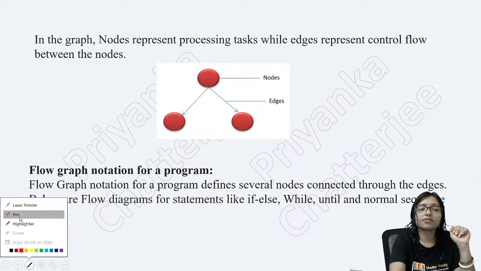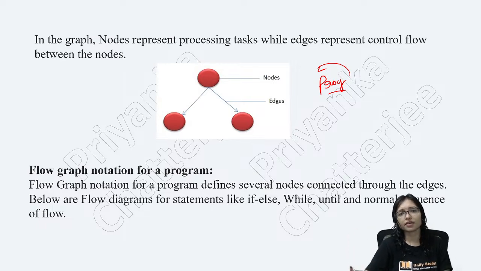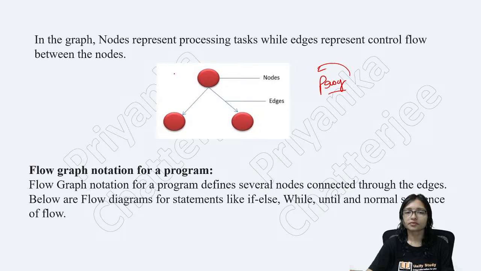To draw the flow graph means from the coding, from the programming, whenever there is programming, you have to convert the programming into a flow graph. You have to convert the programming into a flow graph. How can you convert the programming into a flow graph? Like these are called nodes.